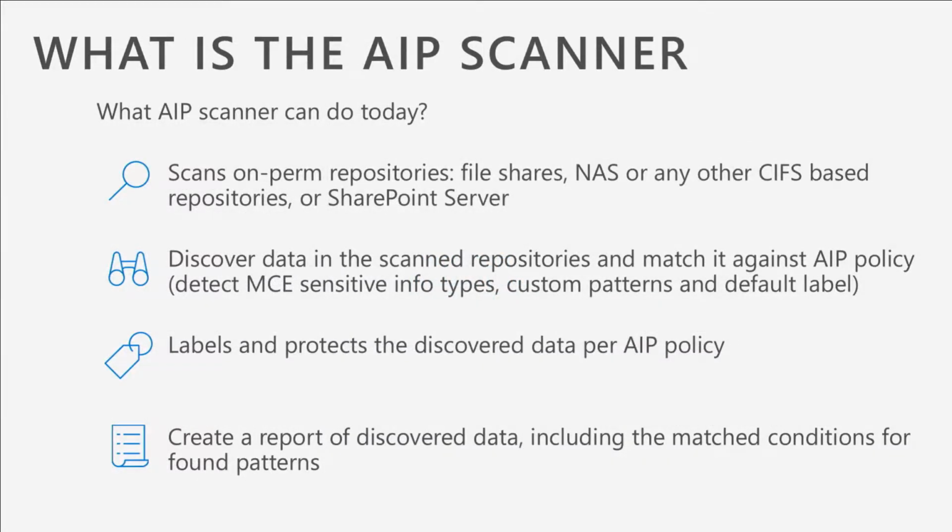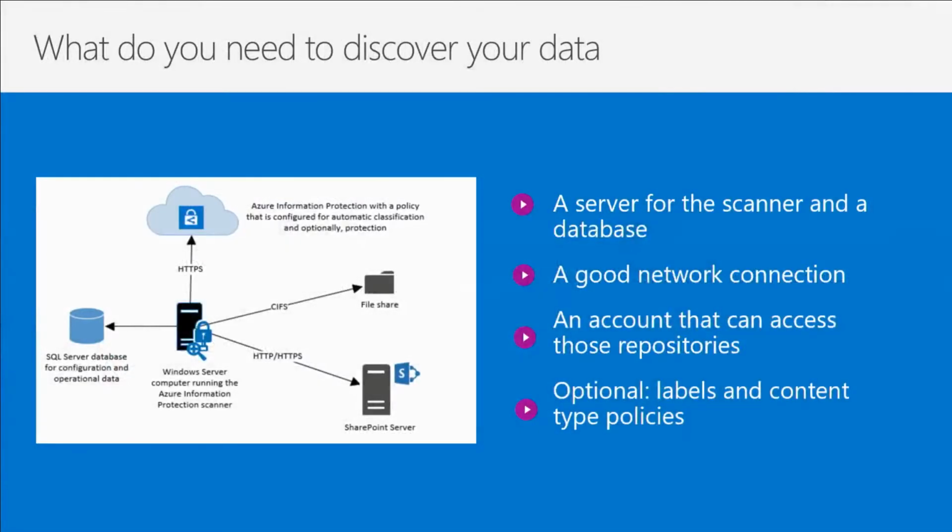The AIP scanner is a simple tool, it's a component of the AIP product that scans your existing file repositories, discovers what's out there, inventories that, and optionally labels that and protects it. So it's the beginning of the journey. It's the fastest thing you can probably do to start managing your information. It's a relatively simple thing to deploy.